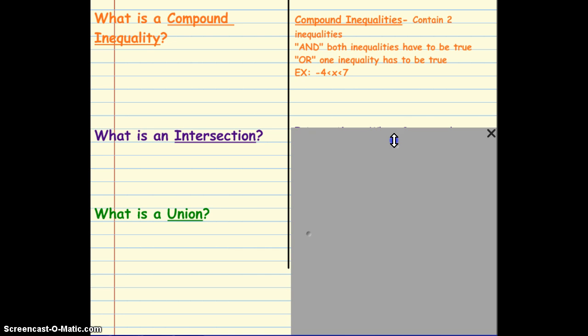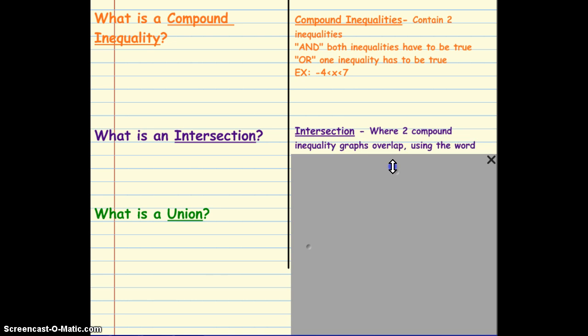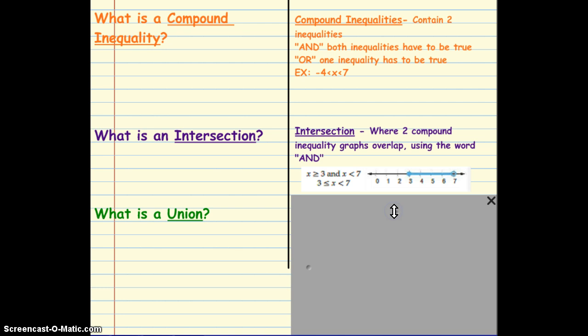Alright, a couple other words that you will see is an intersection, and an intersection is where two compound inequality graphs overlap. So they are overlapping, which would mean they are using the word "and". For example, x has to be greater than or equal to 3 and x has to be less than 7.